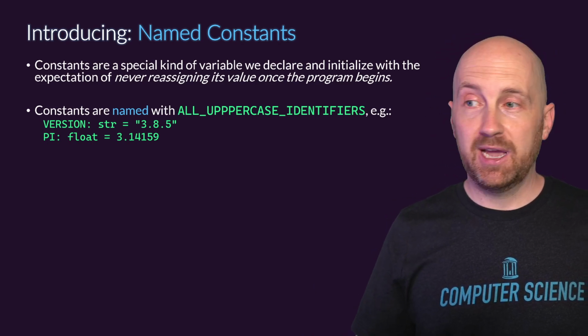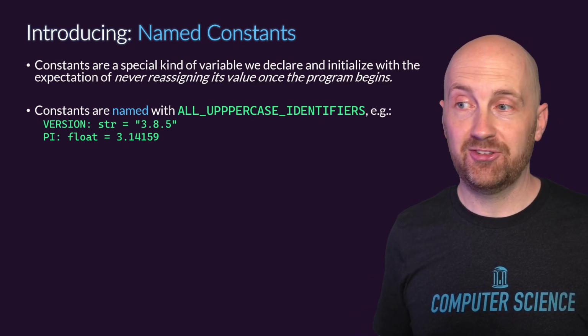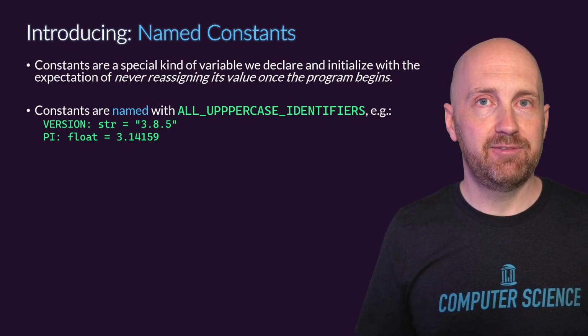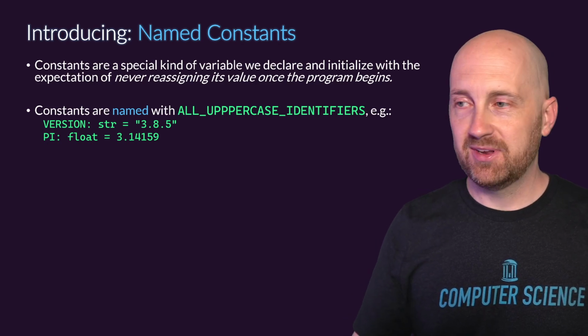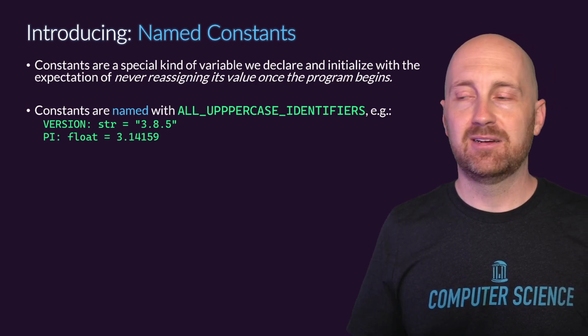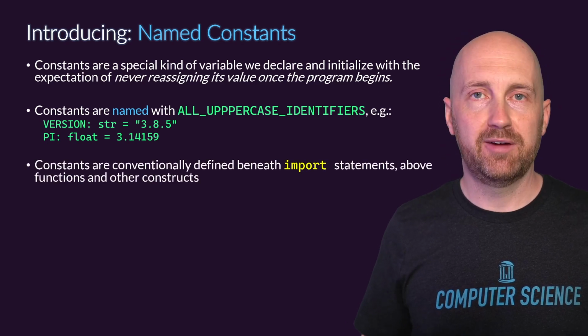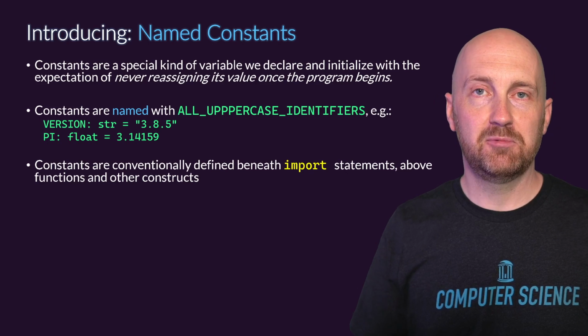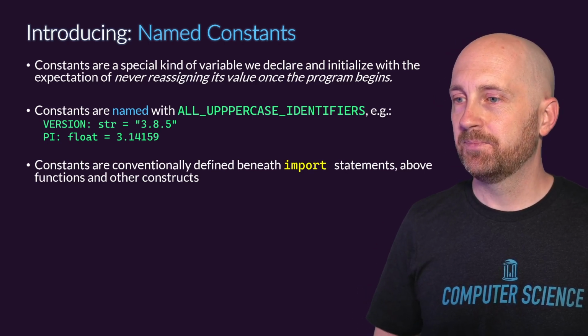You could imagine if we had a version string such as 3.8.5, we would name that constant capital VERSION, or we could have a PI constant. I should note that you should probably use the library's built-in pi if you're doing trigonometric computations. There's one that will have much more precision than that, but just as pi is a constant that we're all familiar with, that's why I chose it as an example.